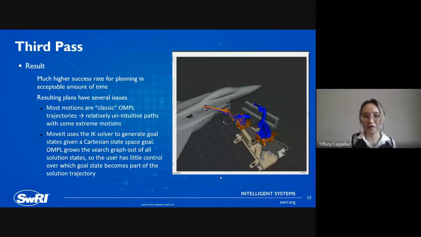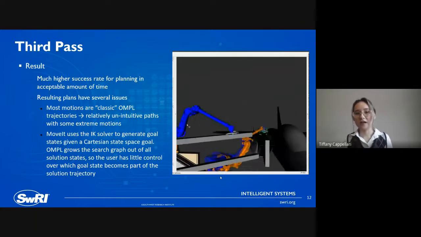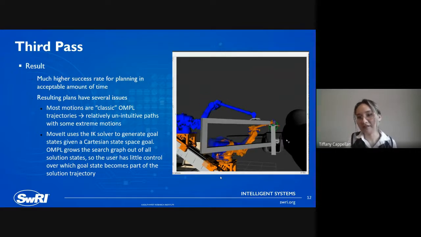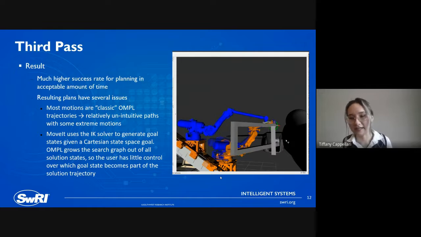However, they had a few issues, as most of these motions were classic OMPL trajectories. They were unintuitive and had a few extreme motions. But you can see here that it did, for the most part, work. It gets very close to hitting the inlet duct, though, on the side.